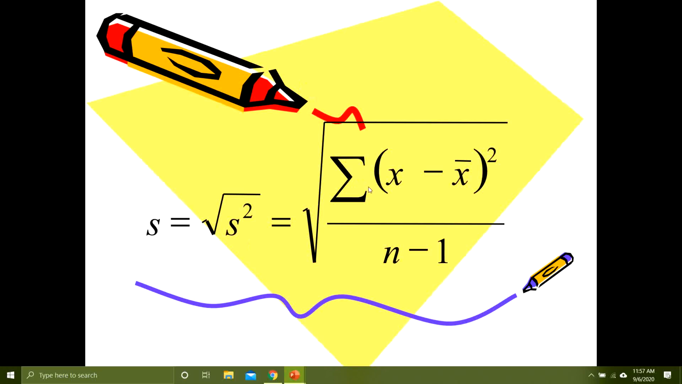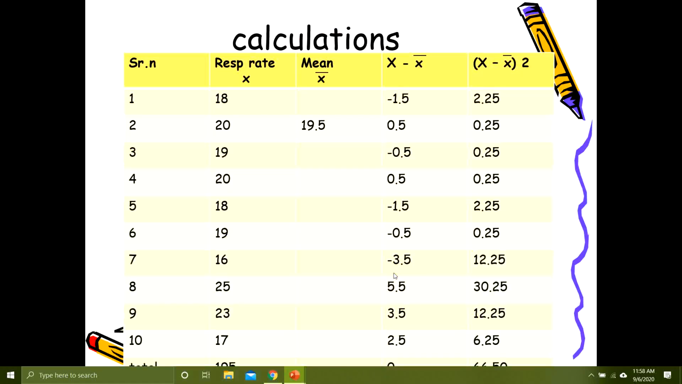So it means summation x minus x bar whole square over n minus 1 in whole under root will give us the value of standard deviation, which is actually depicting deviation of each value from the mean. In case of sample size less than 30, you will use n minus 1 in the denominator, and if the sample size is more than 30, you will only use n as the denominator, which will give us standard deviation.